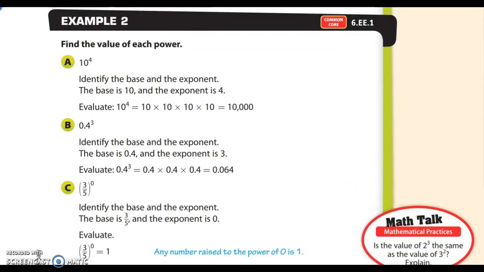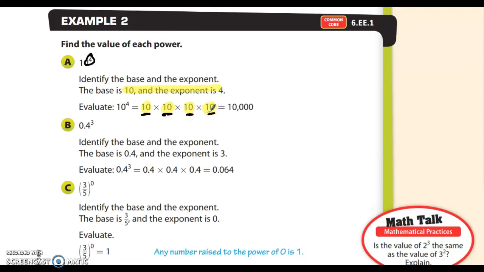Example 2 says find the value of each power. In these, I'm not asking you to write these out, I'm asking you to find the value. So 10 to the 4th power: identify the base and the exponent. The base is 10 and the exponent is 4. What that means is that we have 10 times 10 times 10 times 10. Pay attention to the fact that there are no 4s in the problem. The 4 indicates that we have 4 10s used as factors.